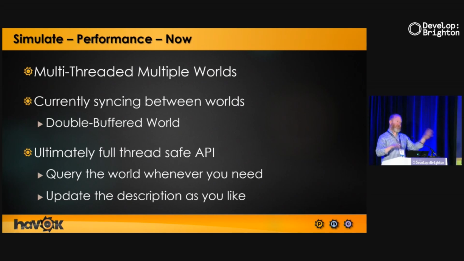In order to make multi-threaded worlds updatable, currently we're using a double buffered world, which of course everybody will know in the graphics sense of a double buffer. So while one world can be simulating, you can be using the other world for queries. And then you can swap the two. A lot of work has been done in syncing between different representations, whether it's for this double buffering, or for rollback, or for network, or for blending. There's a lot of different use cases for it. But ultimately, we're pushing towards a full thread-safe API so that the world can be queried and the description of the world can be updated whenever you like.